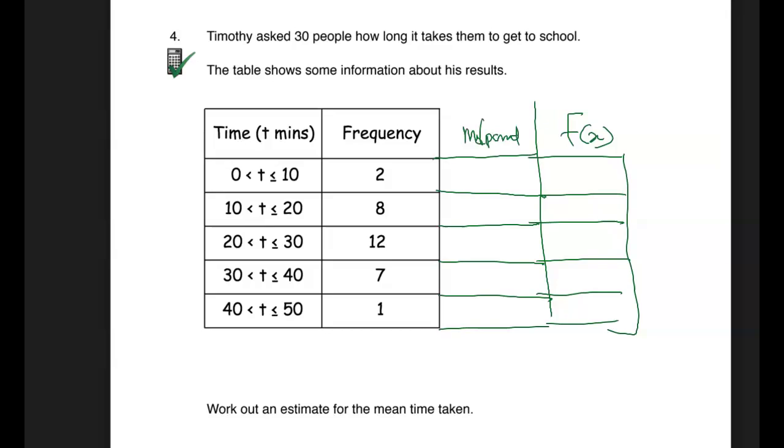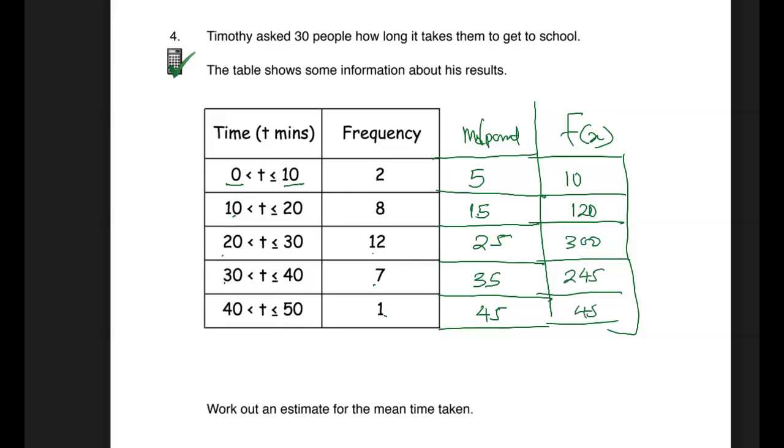10 plus 0 divided by 2, 5. 10 plus this divided by 2, 15. 10 plus 30, 25. So 2 times 5, 10. 8 times 15, 120. 12 times 25, 300. Then 1 times 45, 45.